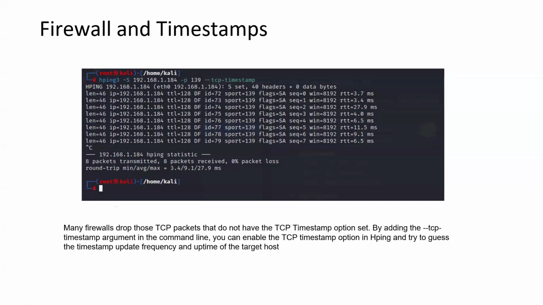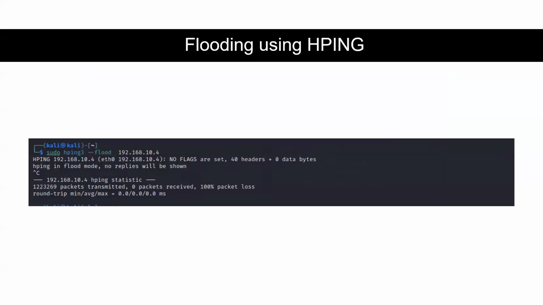So you can experiment with this command, hping3 and then the -s and your IP address, sending through port 139 and setting the TCP timestamp, and then you can find whether your Palo Alto firewall is blocking it or not. If it is not blocking, then that means the firewall is working properly. So this is another attack that you can perform using hping3.